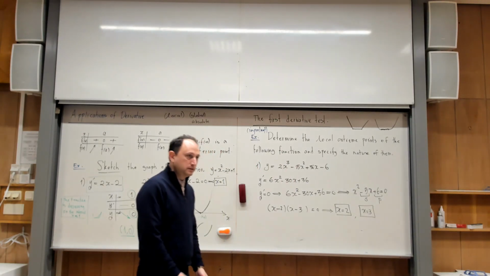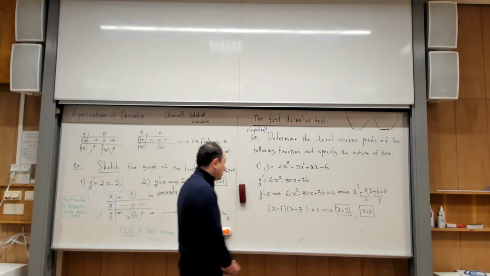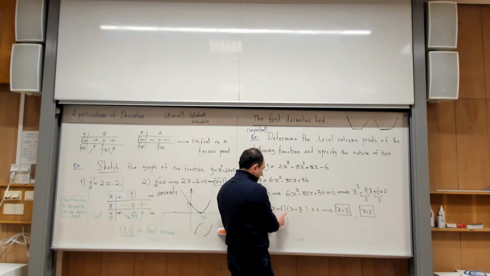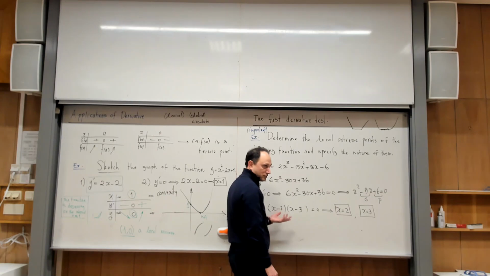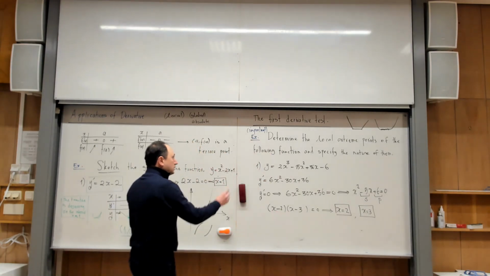Why is it positive 2 and 3 and not negative? Because you put it equal to 0, then you find x. So either x minus 2 is 0, so x is positive 2. That's it. Okay. So now I need to go to a table.